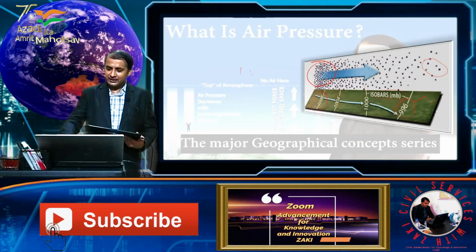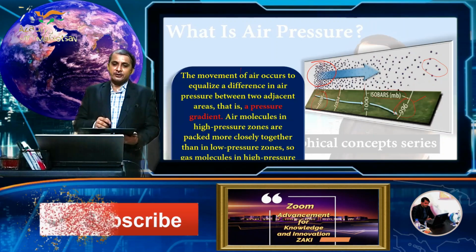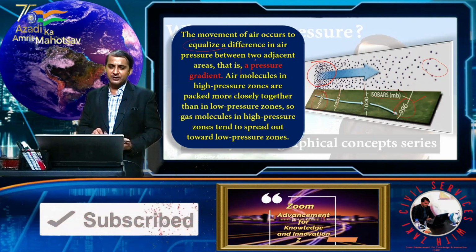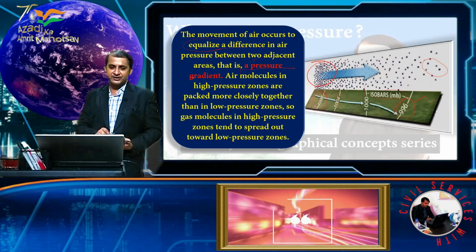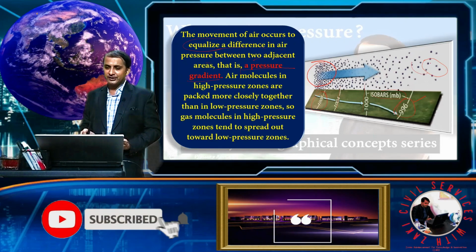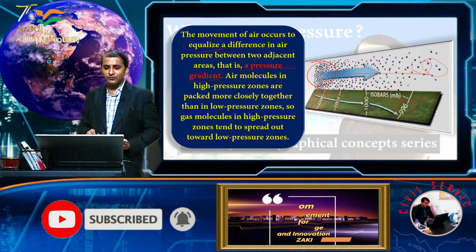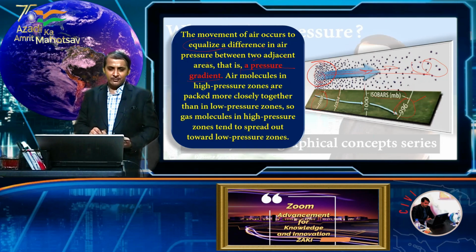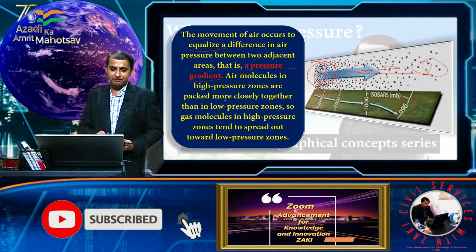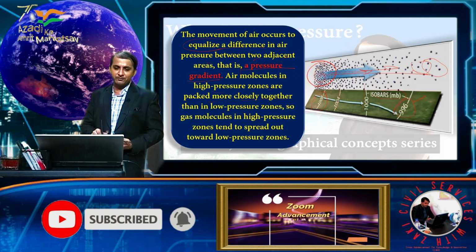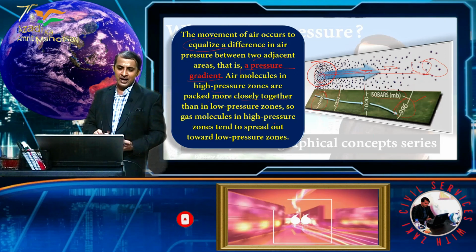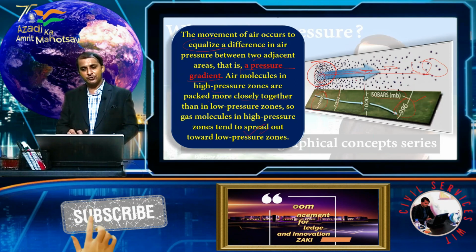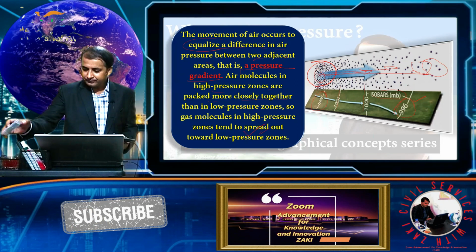So let's move forward and see. The movement of air occurs to equalize the difference of air pressure between adjacent areas, a pressure gradient. So as you know, that is a pressure gradient. Air moves from high pressure to low pressure. Air molecules in high pressure zones are packed more closely together than in low pressure zones, so the molecules in the high pressure zone tend to spread out towards the low pressure zone. So see here.